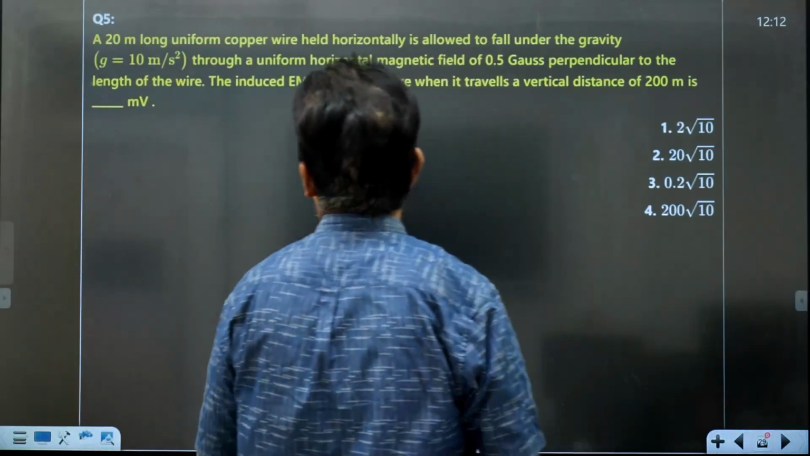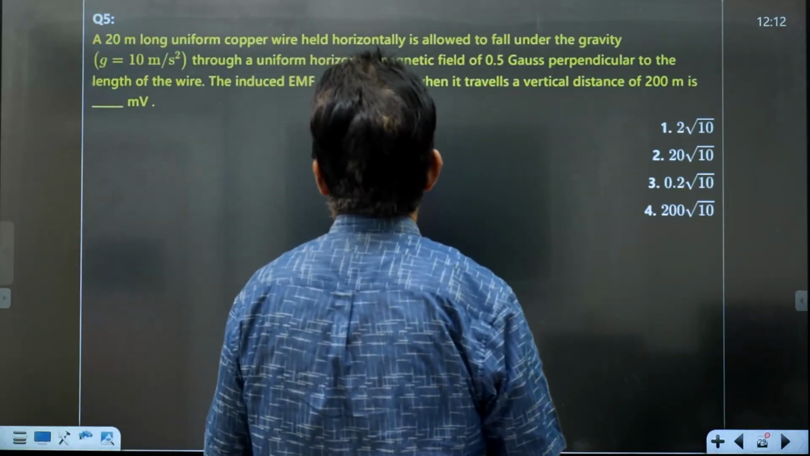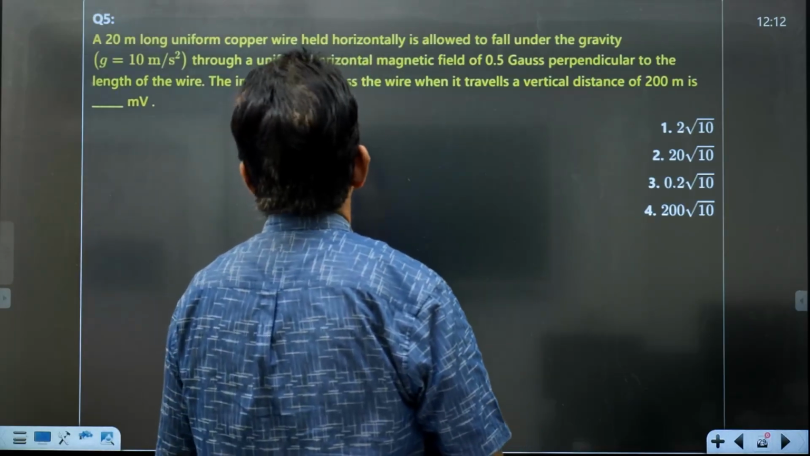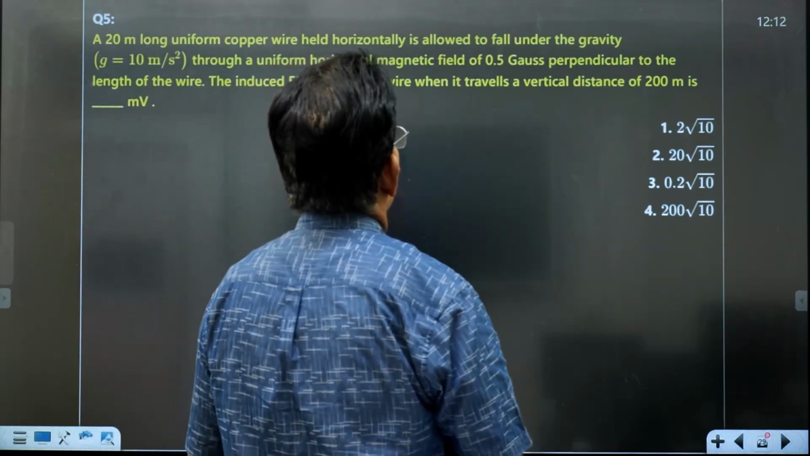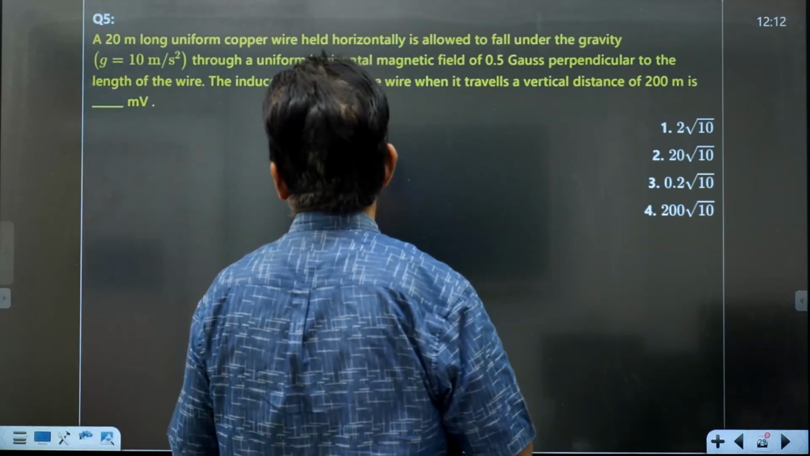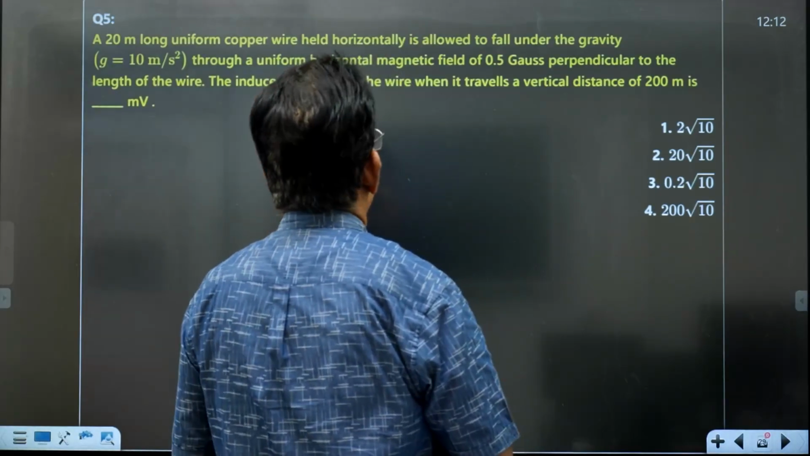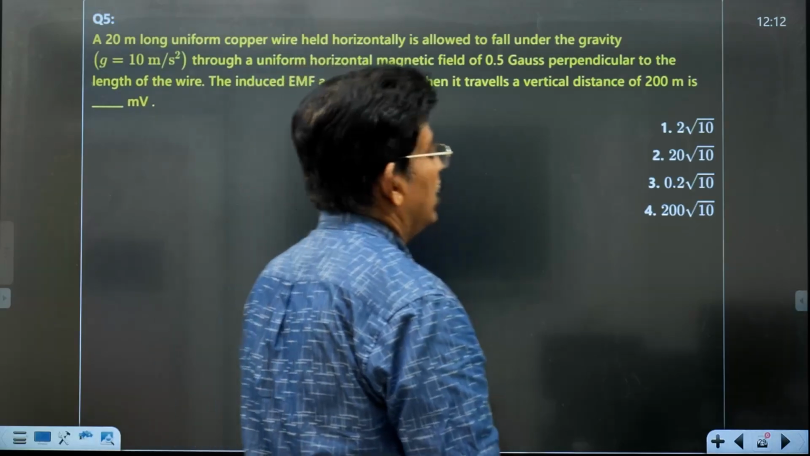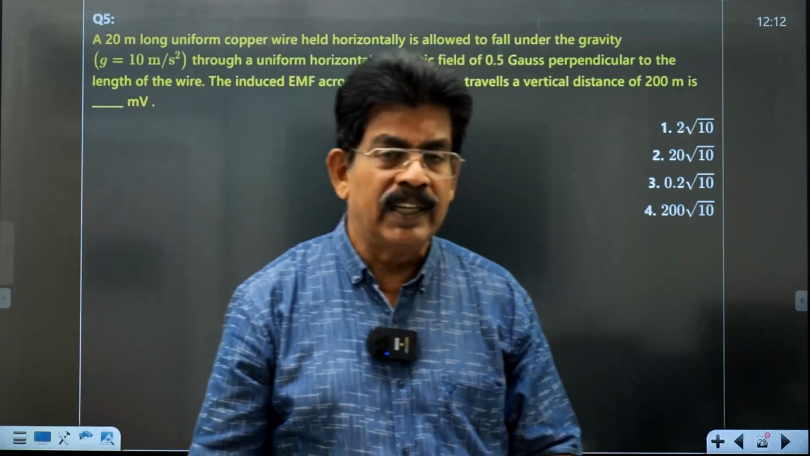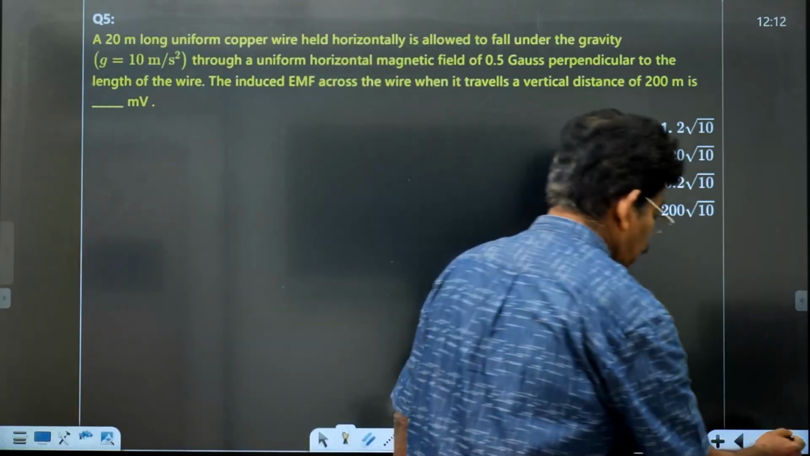Next question, this is another question. A 20 meter long uniform copper wire is held horizontally and allowed to fall under gravity. Then a magnetic field of 0.55 goes perpendicular to the length of the wire. Find the induced EMF across the wire when it travels a vertical distance. So, as it comes down, its velocity will increase. Now go to the explanation part quickly.